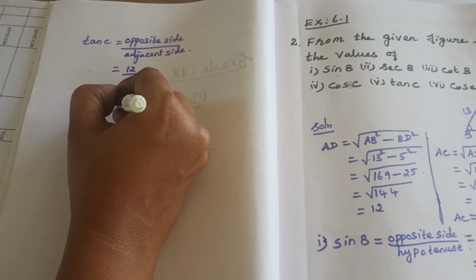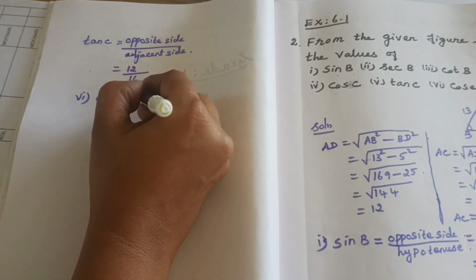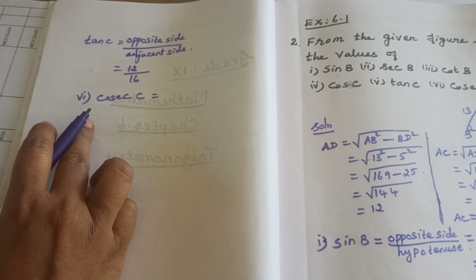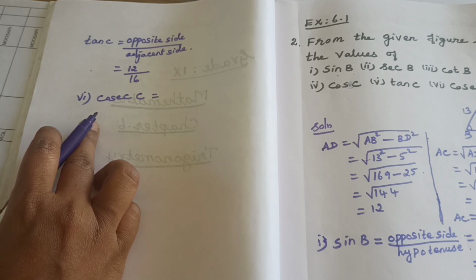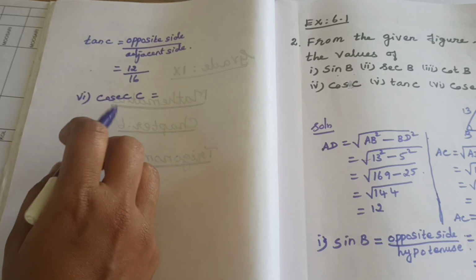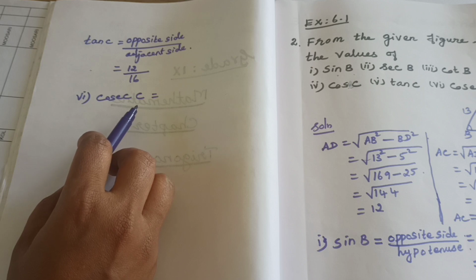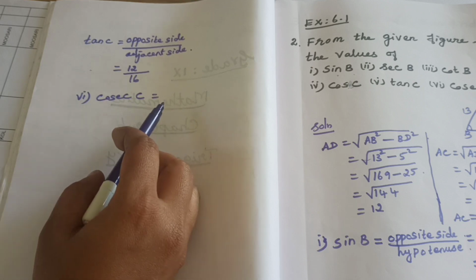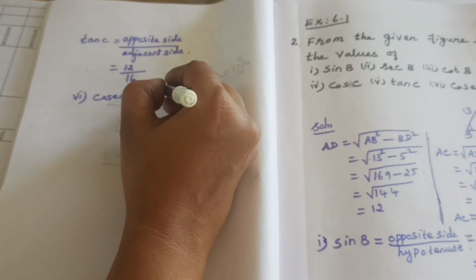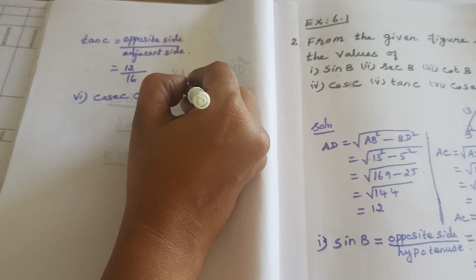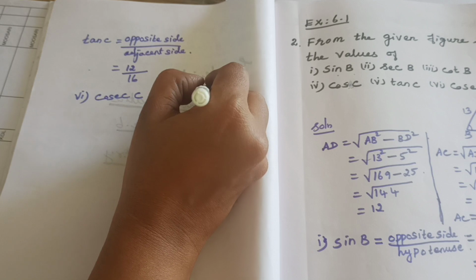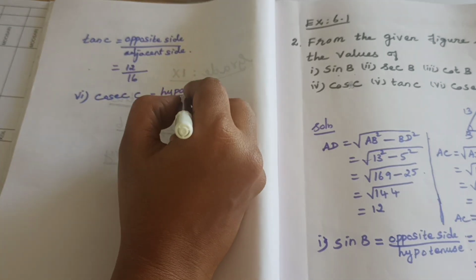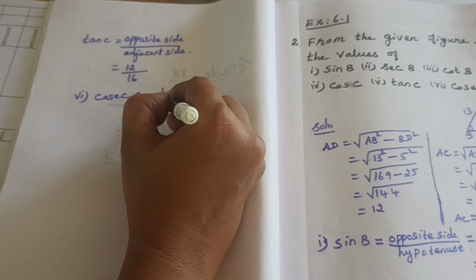Then the sixth one, cosecant C. How will you read this one? Secant means SEC, and this one is cosecant C, cosec C. Cosecant C is equal to, what's the formula? Hypotenuse divided by what? Opposite side.